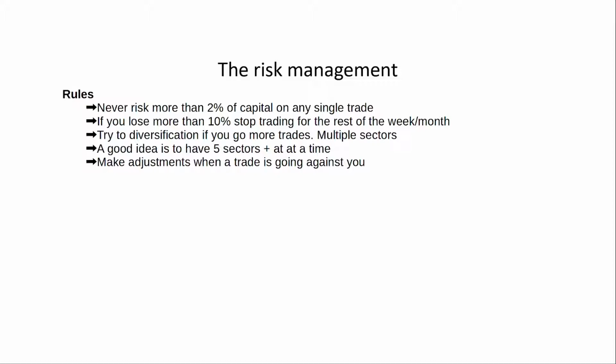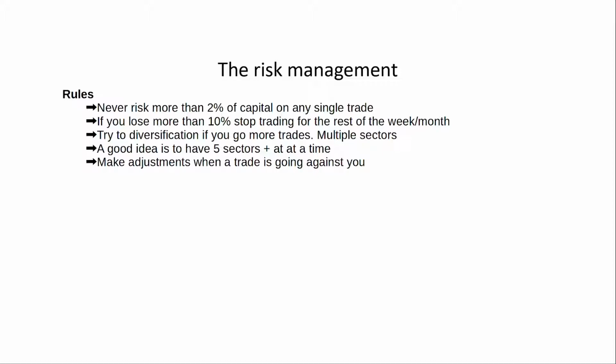I have some rules for you to help you start in this process. I don't recommend risking more than 2% of your capital on any single trade, the maximum allowed risk per trade. If you lose more than 10%, stop trading for the rest of the week or the month. Try to diversify if you do multiple trades, for example, use different sectors, industrial, economic, for example, SPY or NASDAQ or Russell, use different parts so you can hedge yourself. A good idea is to have 5 sectors or more at a time. So make adjustments when a trade is going against you.